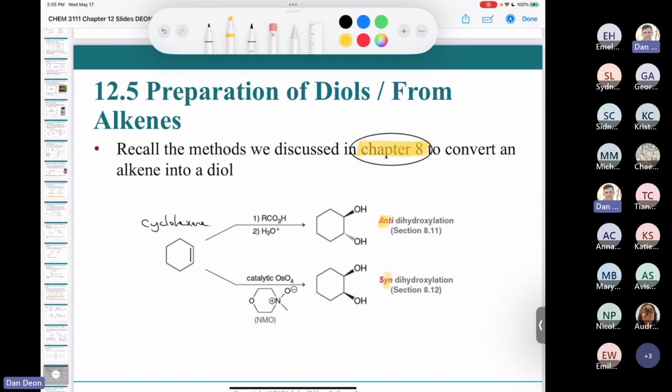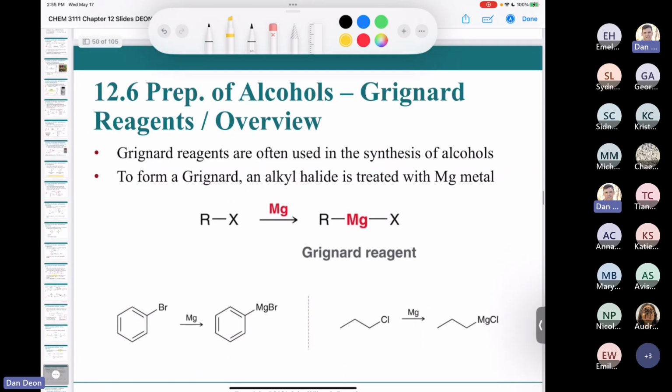So now I want to move into section 12.6, which is a very important section. The reason why is because we're learning a brand new reaction called the Grignard reaction. It was developed by a French chemist by the name of Victor Grignard, and he won the Nobel Prize for it in 1912. He won the Nobel Prize a long time ago, but he won it for this reaction because it was a new way to make carbon-carbon bonds, and it is still being used to this day.